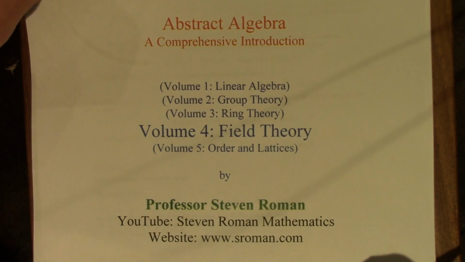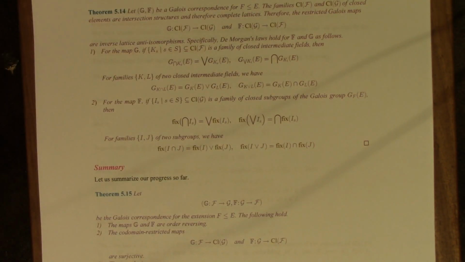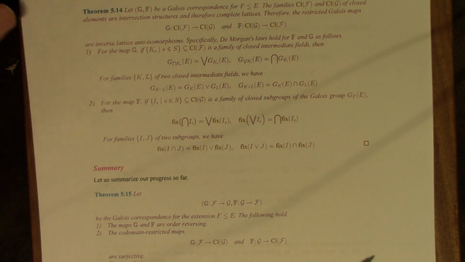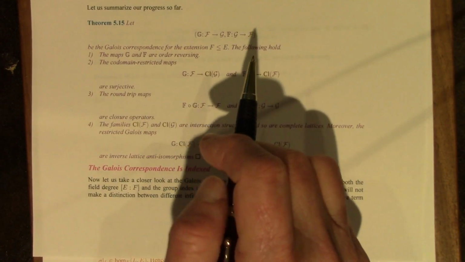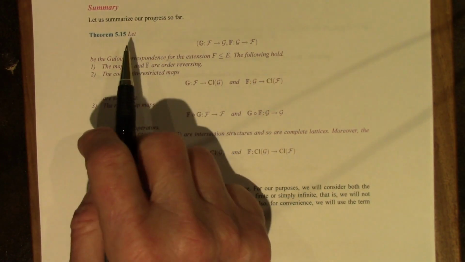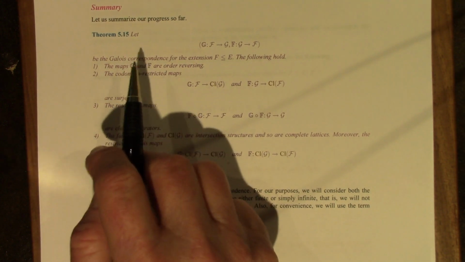Let's continue the field theory lectures. We are discussing the Galois correspondence. We've defined the correspondence and set down some of its basic properties. The summary is Theorem 515, which we talked about at the end of the last lecture.